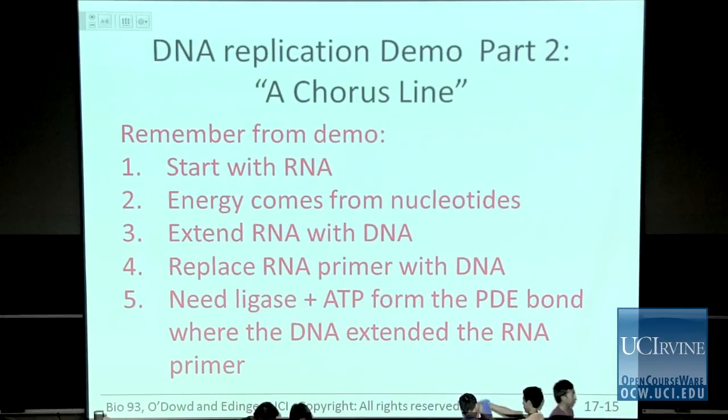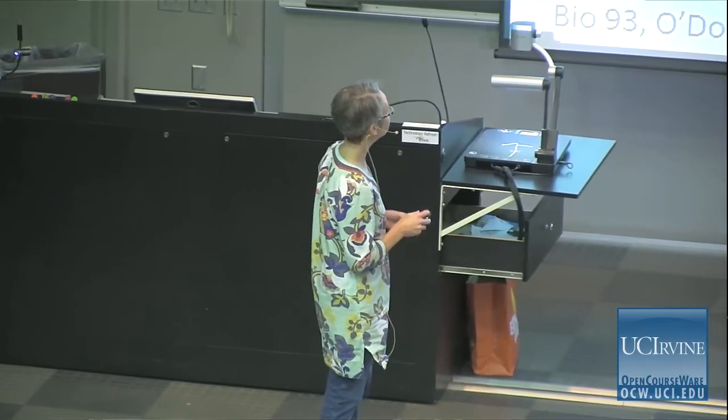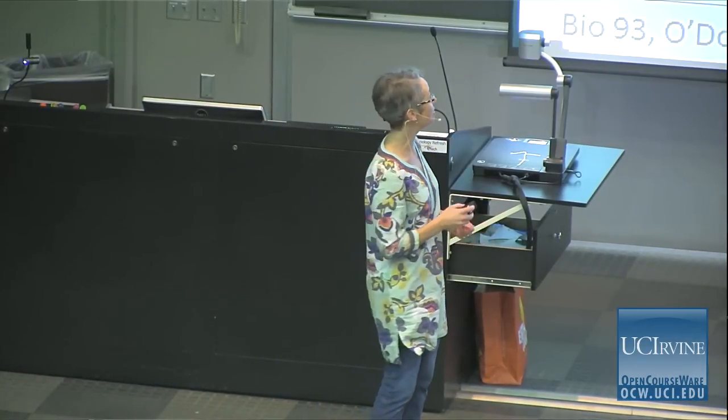Okay, so first thing you saw was that we started with RNA. DNA polymerase cannot start from scratch, but RNA polymerase can. So that first nucleotide is positioned by an RNA polymerase that we also call primase. The energy for forming a phosphodiester bond came from that triphosphate. So the energy came from the high-energy phosphate bonds on the nucleotides themselves.